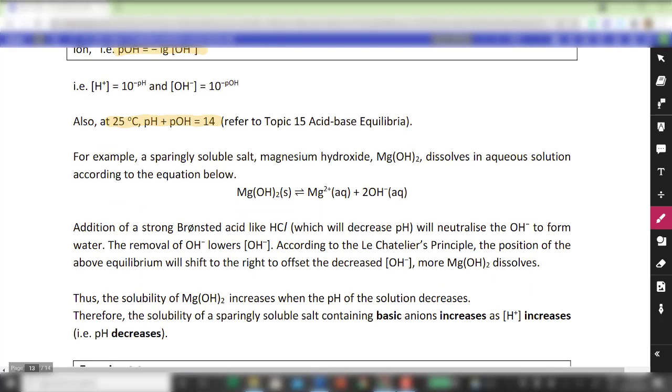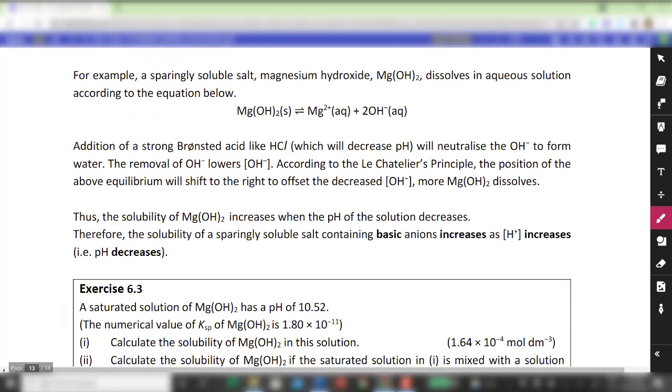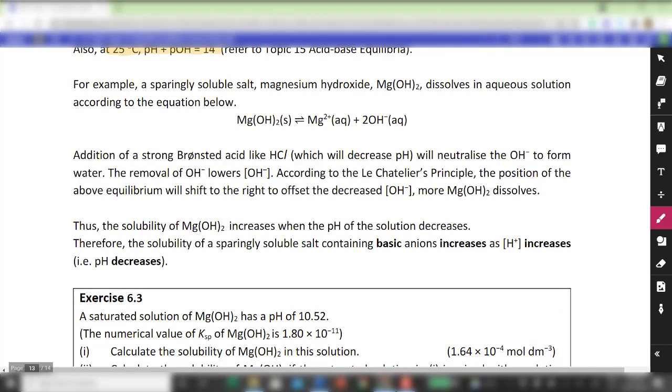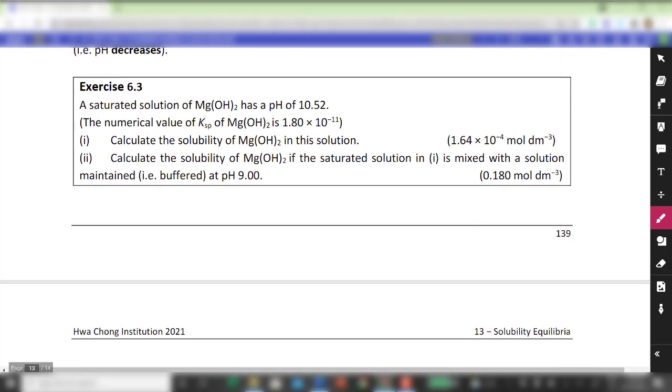Yeah, so for our example here of magnesium hydroxide dissolving in aqueous solution, the presence of a strong Bronsted acid such as HCl will neutralize the OH minus ions, so it will encourage magnesium hydroxide to dissolve. So the solubility of magnesium hydroxide will increase when the pH of the solution decreases, or you can say that it will decrease when the pH increases. Okay, from here you can actually work on exercise 6.3.